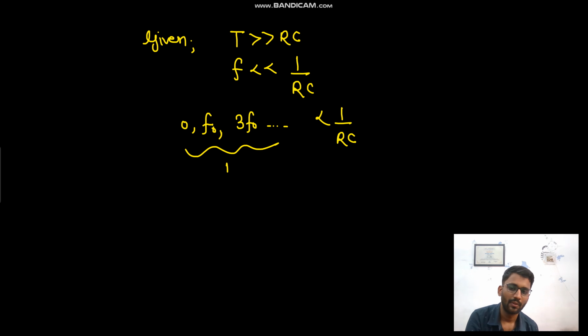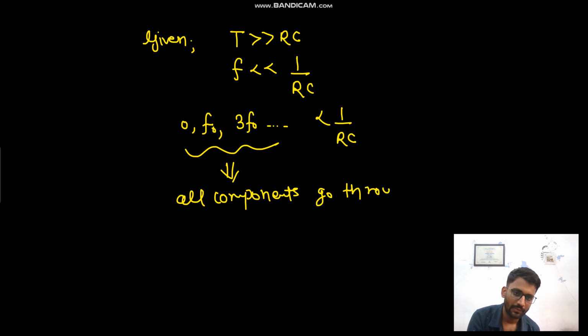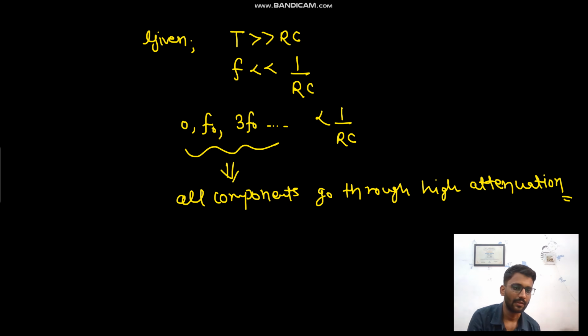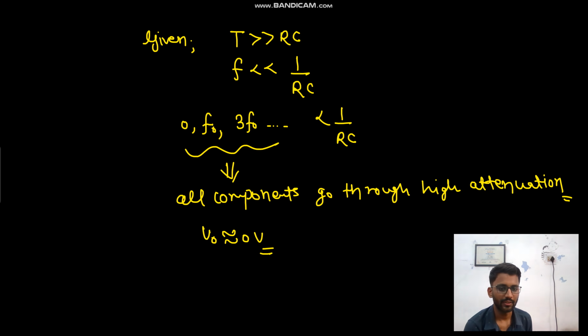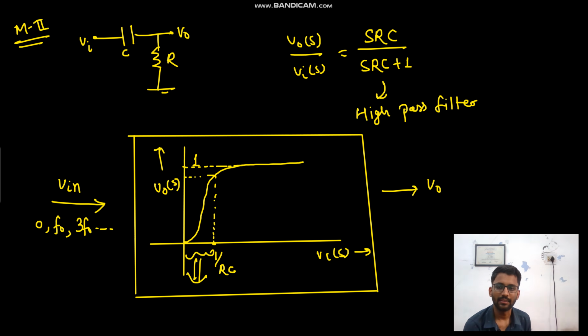So all components go through high attenuation, right? So your V0 will almost be equal to 0 volt. Do you understand it? This is the circuit. At steady state, what happens? The IC average at steady state will be 0, so this will be open circuit. So your V0 average will come to 0 only.